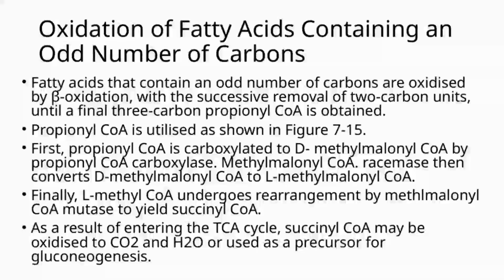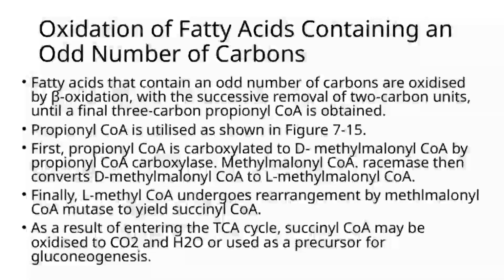So what happens next? Propionyl-CoA is first carboxylated by an enzyme called propionyl-CoA carboxylase. This reaction adds a carbon dioxide molecule, converting it into methylmalonyl-CoA. Then, a specific enzyme called methylmalonyl-CoA racemase takes over, converting the D-isomer into the L-isomer, which is the form that can be further processed. Finally, the L-methylmalonyl-CoA undergoes a rearrangement catalyzed by methylmalonyl-CoA mutase. This step transforms it into succinyl-CoA, a molecule that can directly enter the TCA cycle.